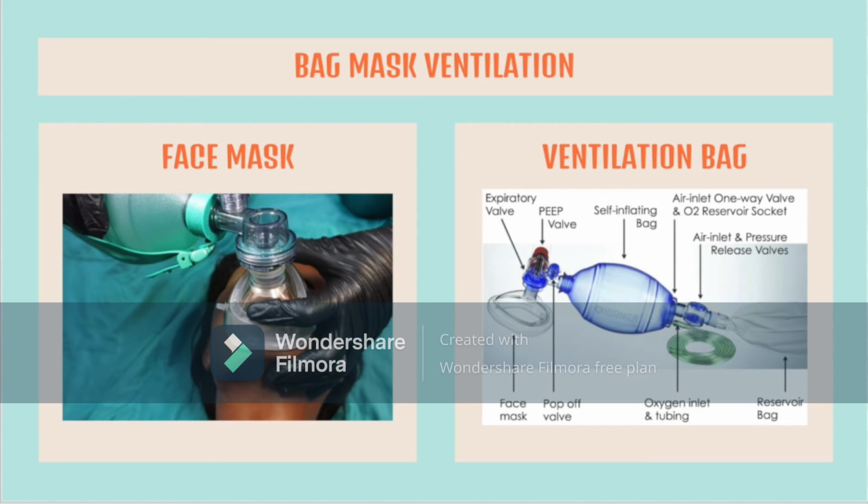Then we have the two kinds. First, we have face masks. Mask ventilation is a basic and quite possibly the most important airway management skill. It can be a bridge to definitive airway placement or a temporary rescue maneuver in patients with an unanticipated difficult airway. Next, we have the ventilation bag. It is used to deliver oxygen to a spontaneously breathing patient or the bag compressed to manually ventilate them via a mask or a tube.